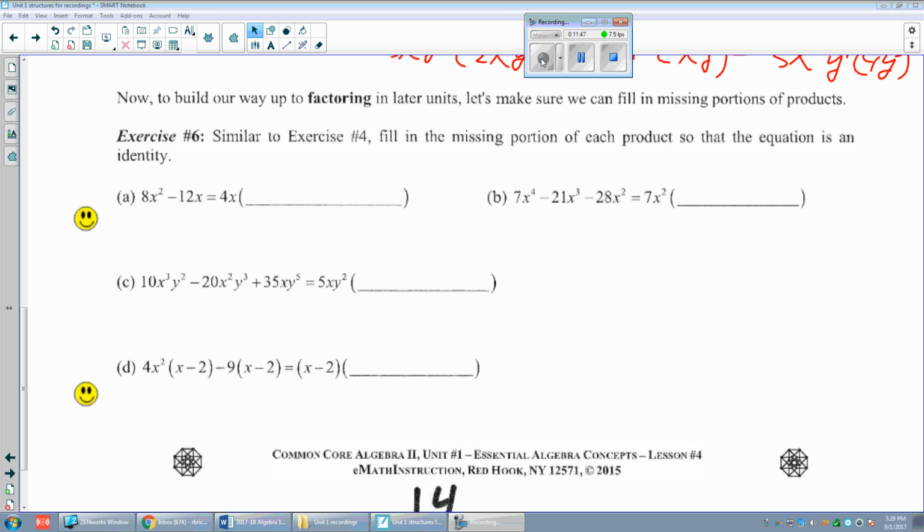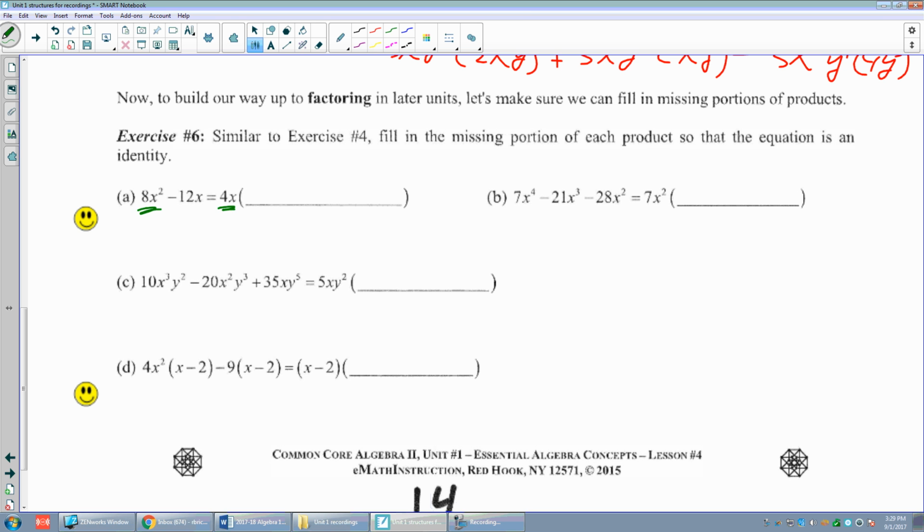Okay, I'm going to do A and B, and then we're going to call it quits. 4 times what is 8? 2. X times what is x squared? X. 4 times what is 12? 3. X times what is x? A 1. We really don't need that 1 there, but hey, it doesn't hurt. Does it say simplify? If it said simplify, we'd have to write 2x minus 3.